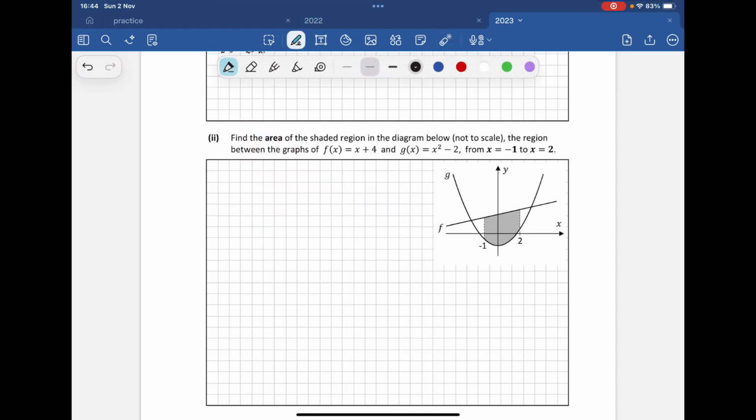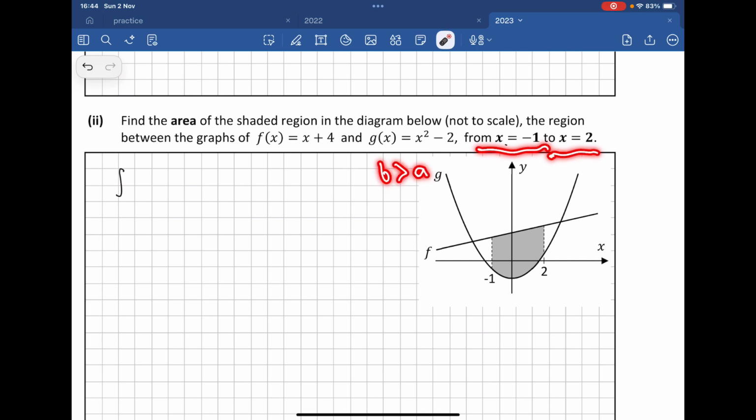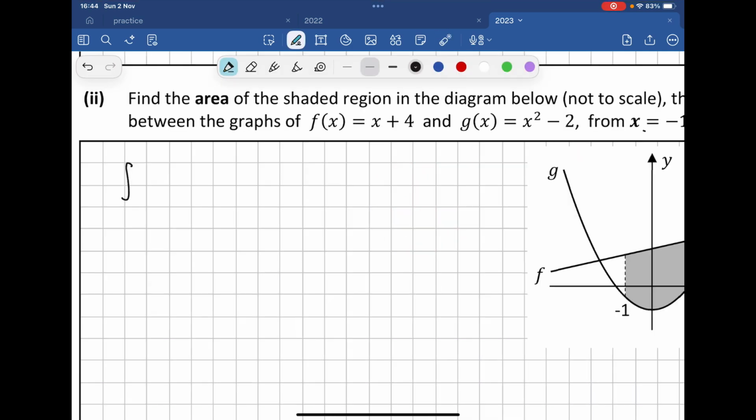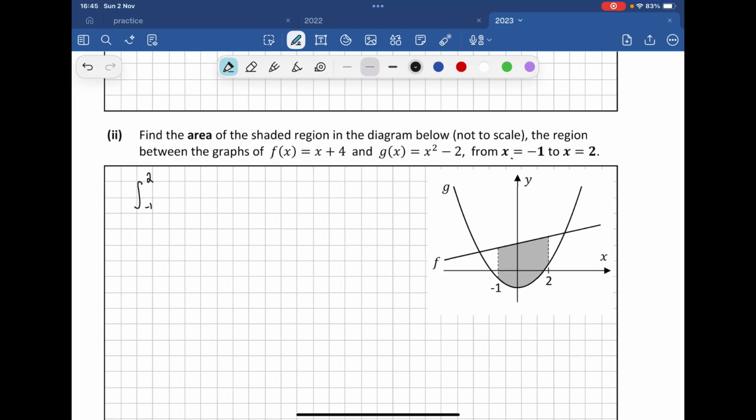So how do we set up this integration? It gives us x equals minus 1 and x equals 2. So what's a and what's b? Well, from the fundamental theorem of calculus, b has to be greater than a. So that means 2 is equal to b and minus 1 is equal to a. And then we want to find the area between g and f that are intersecting, from the bounds of minus 1 to 2. So we're going to take away f of x and g of x.